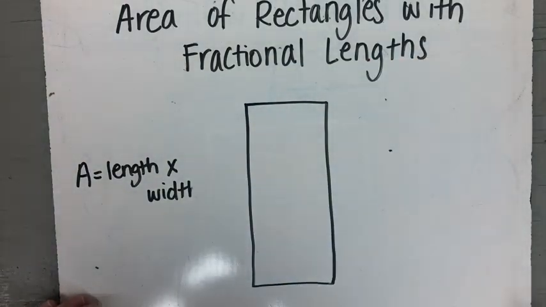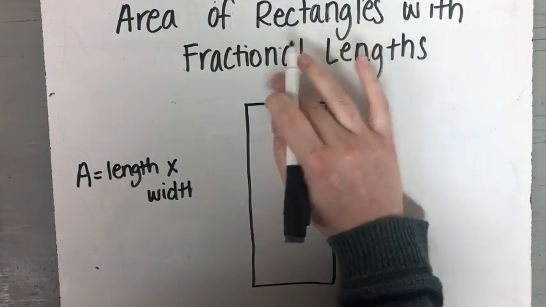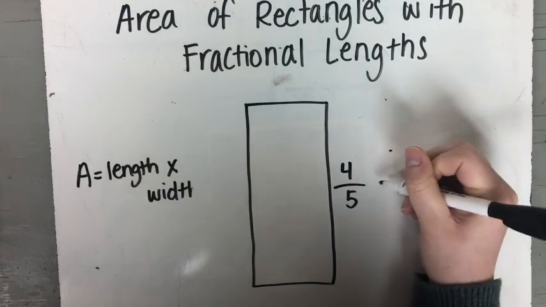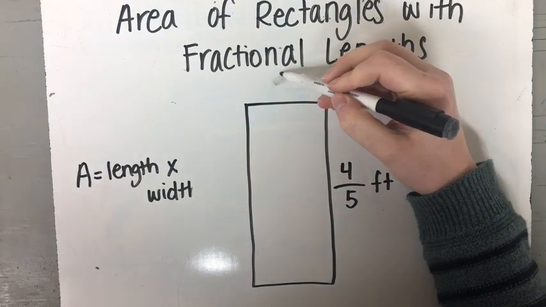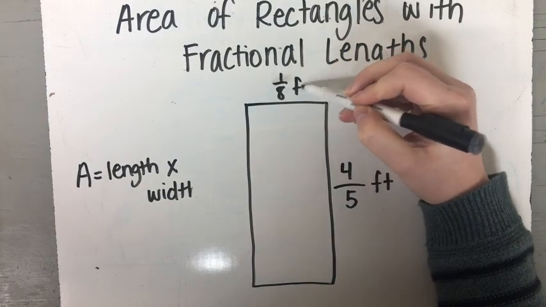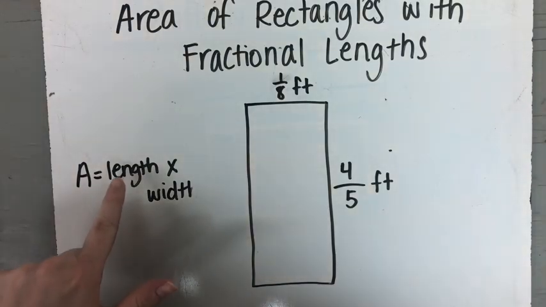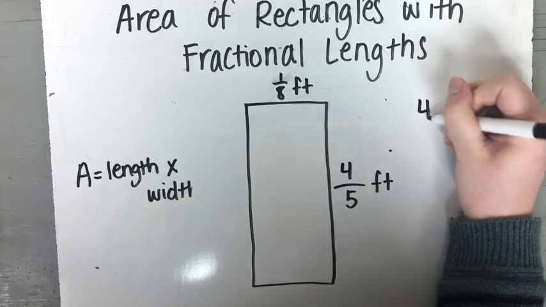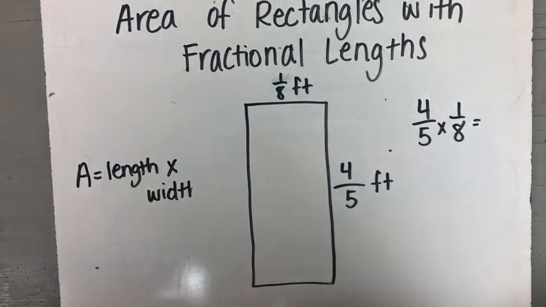Okay, so now I have this shaped rectangle. So here we'll do 4/5 of a foot, and here we'll have 1/8 of a foot. Okay, so we're going to follow the same process. We're going to multiply our length times our width. So we have 4/5 times 1/8.